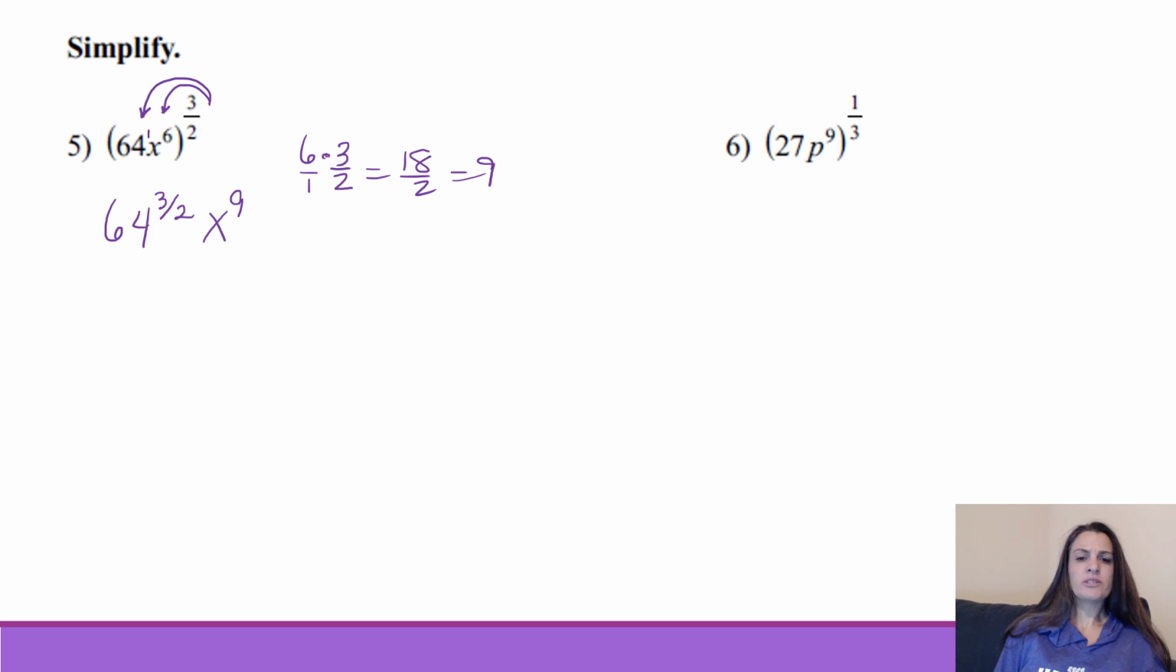All right, so simplifying the 64 to the 3 halves, that means take the second root. Why is that not writing? Feel like we're in class, seriously.